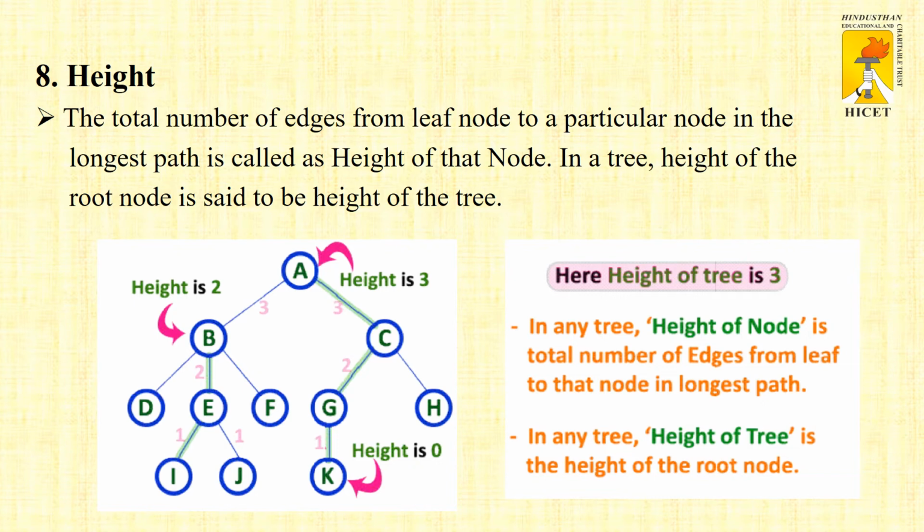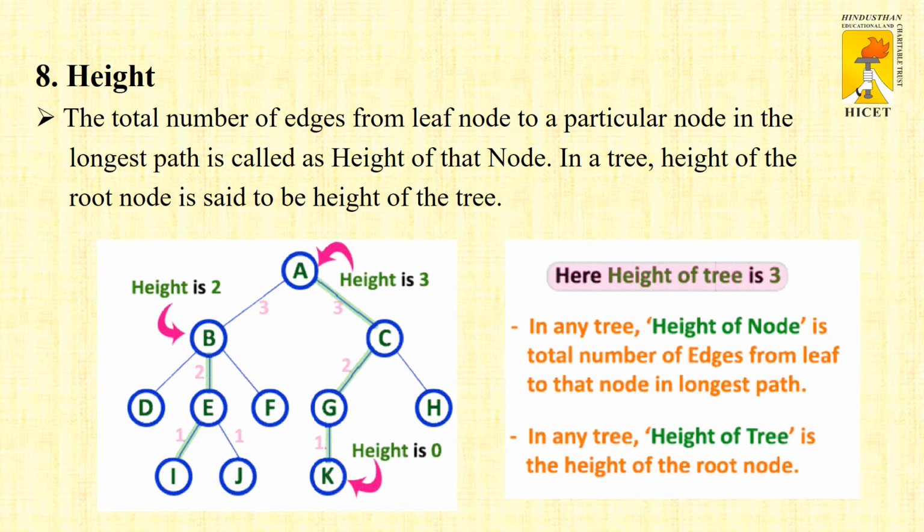The total number of edges from a leaf node to that particular node is called the height of that node. In this example, you can see node C has height 2. How? From the leaf node, take the leaf node K. From K to G, I have one edge, and from G to C, I have the next edge. So totally I have two edges, which indicates the height of node C. So the height of C is 2.